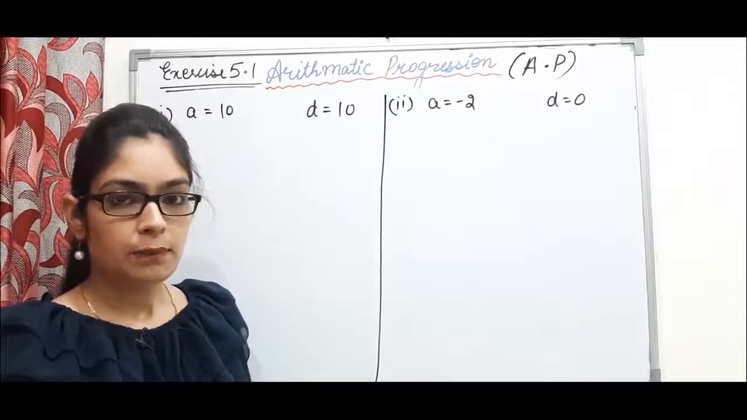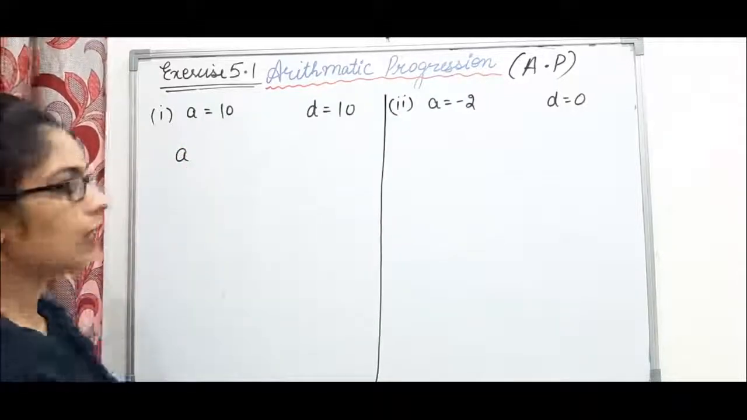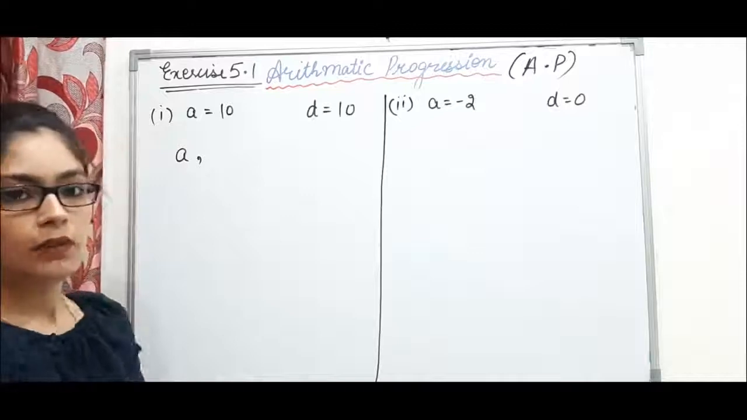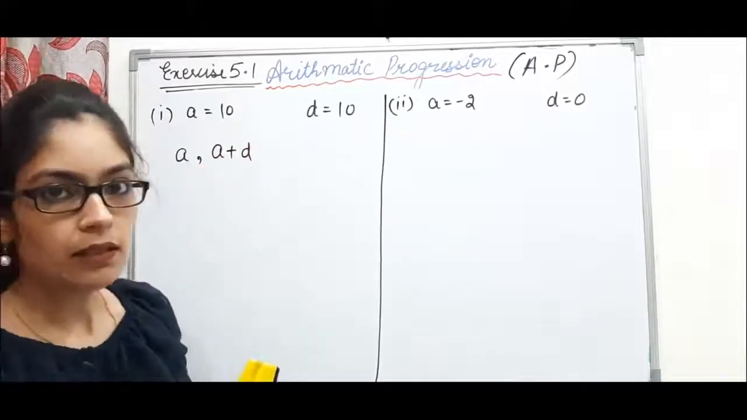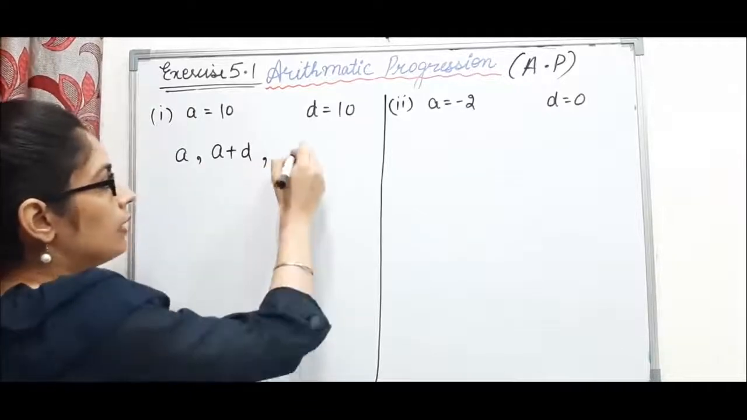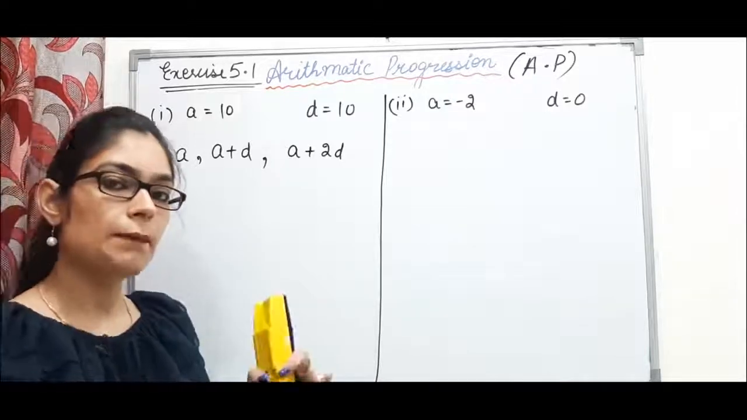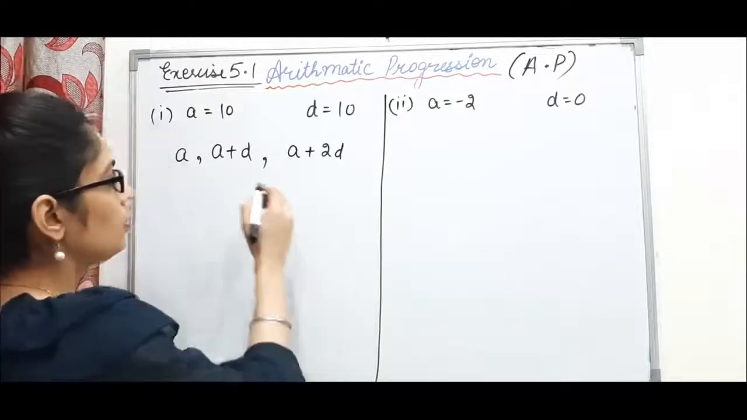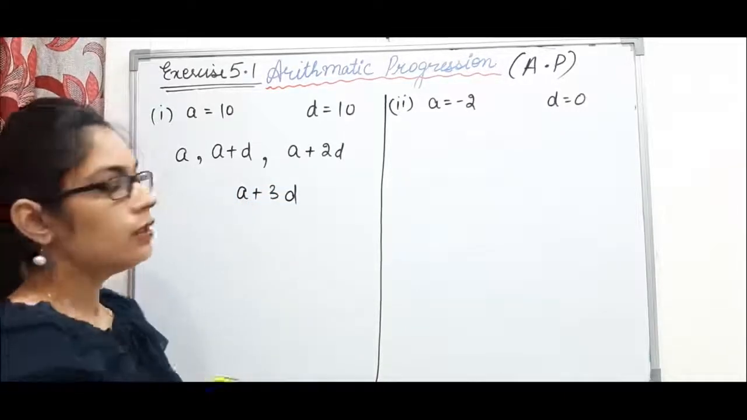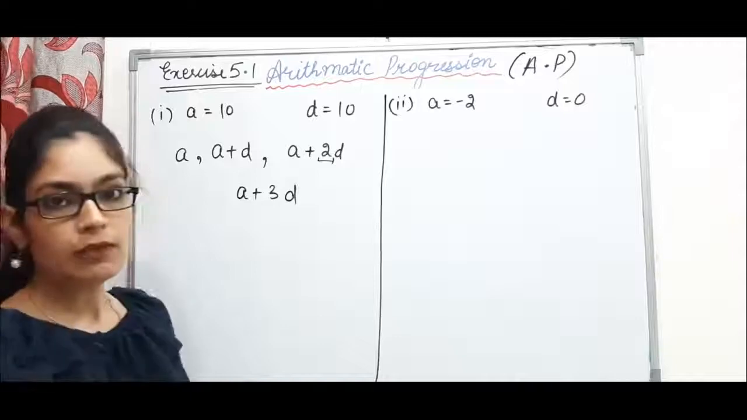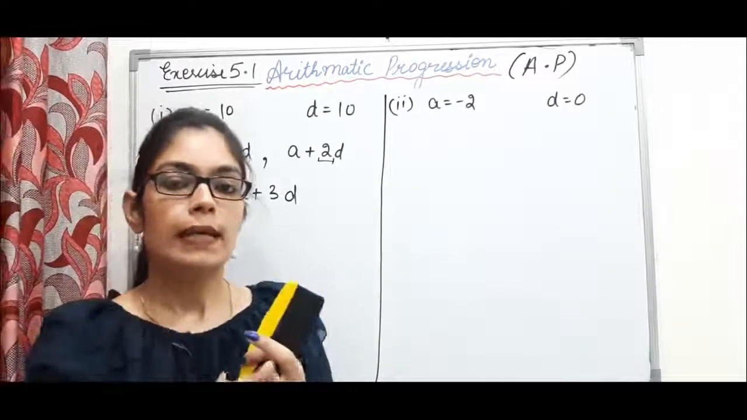That formula is very simple. According to the term, a will be our first term, as I have already told you, and the second term will be a plus d. Third term will be a plus 2d. Fourth term will be a plus 3d. Whichever term you are finding, you have to multiply d with the previous number. Like if we are finding the fourth term, it will be a plus 3d.